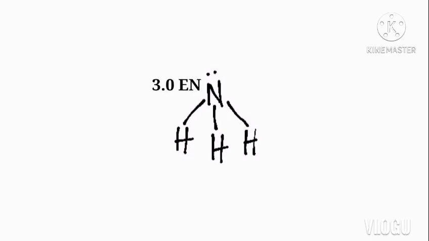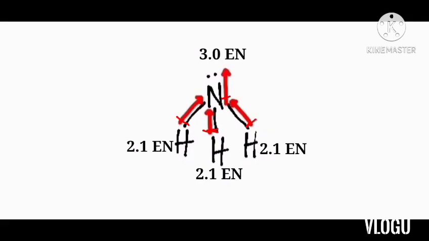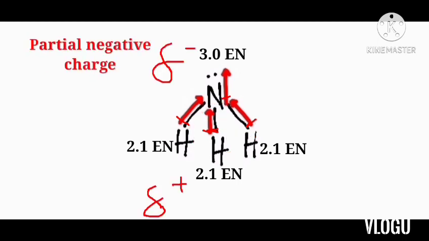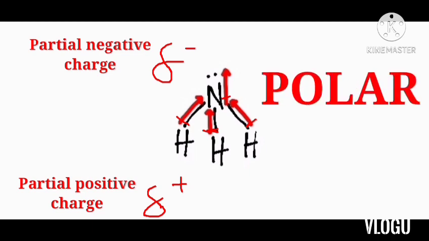Nitrogen has 3.0 electronegativity while the hydrogen has 2.1 electronegativity. We can see that nitrogen is more electronegative than the hydrogen, so the nitrogen will pull the electrons from the hydrogen towards itself, showing a dipole moment that goes towards the nitrogen atom, which will make the nitrogen acquire the partial negative charge and the hydrogen a partial positive charge. Thus, ammonia is a polar.